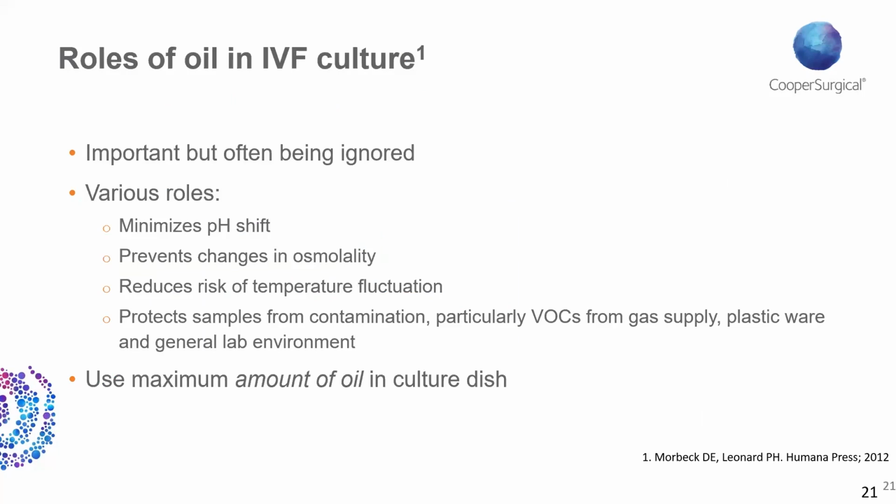As I mentioned, in the early days, we didn't use oil in our culture. We used open culture with larger volumes, but we still suffered with osmolality changes, I'm sure, and therefore pH drift. So oil is critical, and getting the correct type and volume of oil in your culture system is critical to success. It minimizes pH shift, it prevents changes in osmolality, as we've mentioned, it reduces temperature fluctuation by acting as a heat sump, and of course it's also a physical barrier that helps prevent contamination and also the ingress of VOCs towards the medium drops.